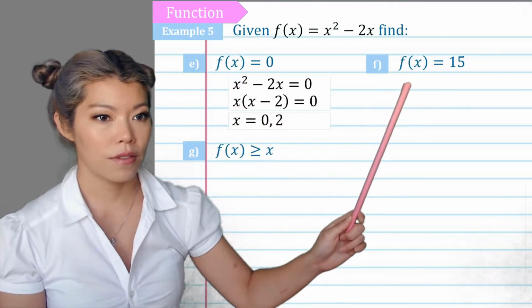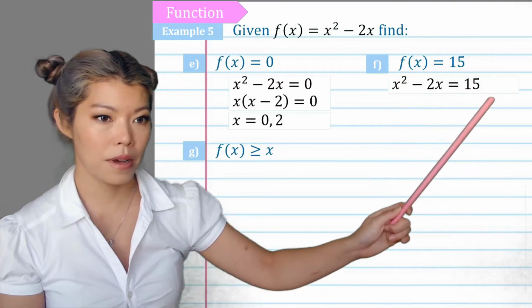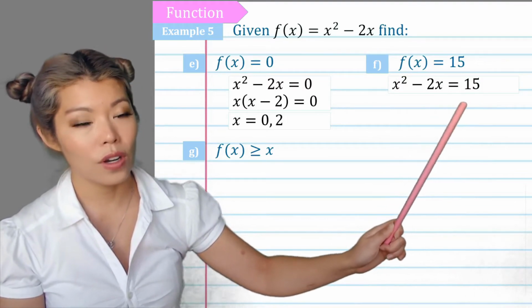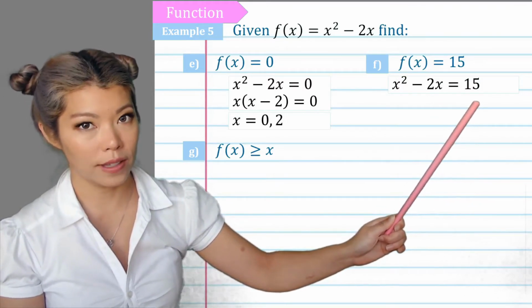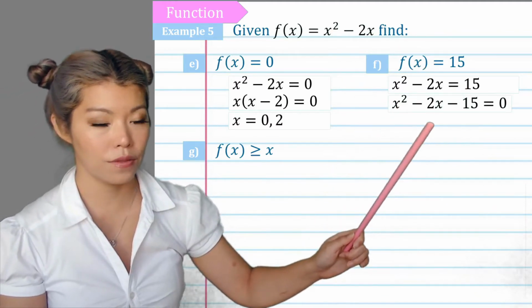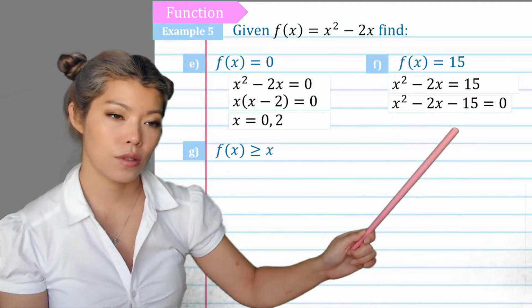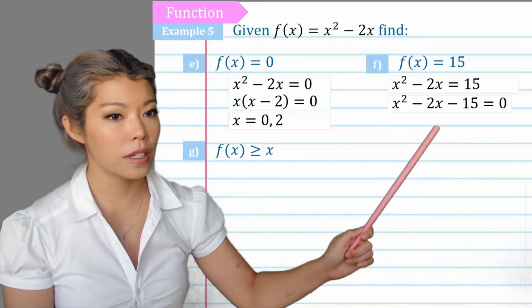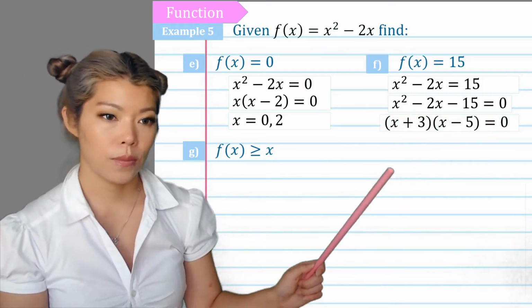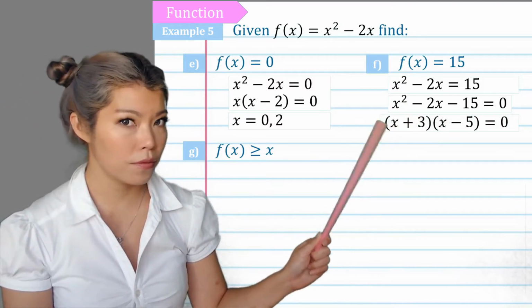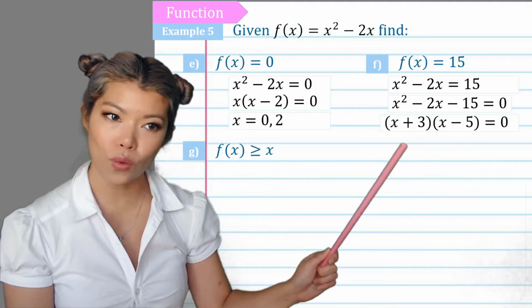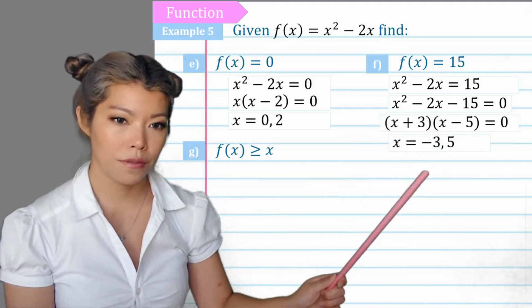So here we have f of x equals 15, so just a number. Make sure that for the null factor law, we use a 0 on one side. So make sure you move the 15 over. And now we have two numbers that multiply to give minus 15, but add to minus 2. That is positive 3 and minus 5. So be very good at factorizing. We keep doing this all the time. So x is minus 3 and 5.